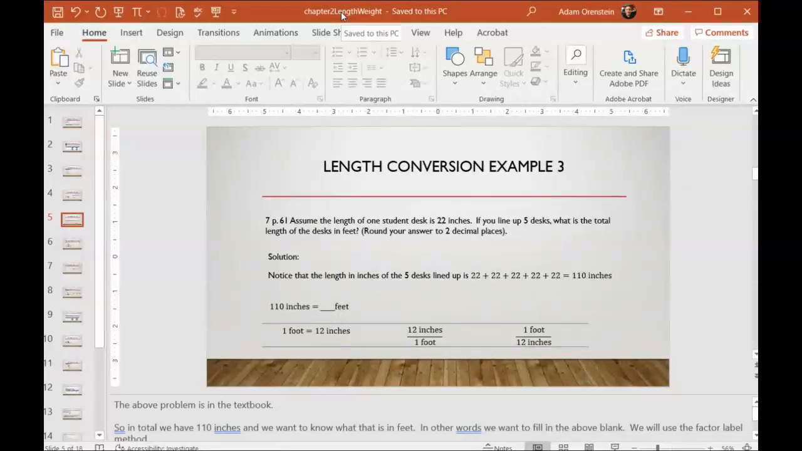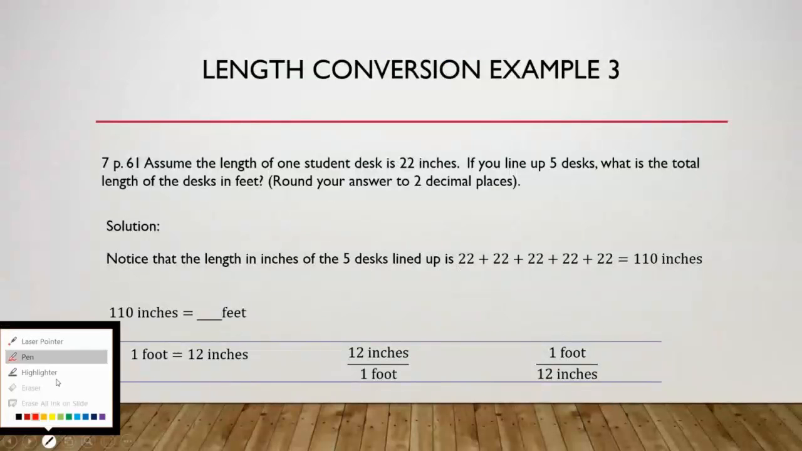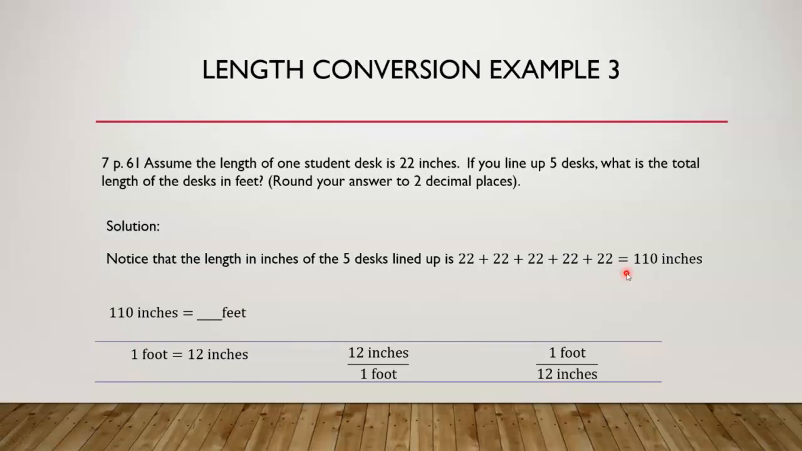Okay. So again, we have 5 desks. Each one is 22 inches. So the total length would be 22 times 5, which is 22 added to itself 5 times, which turns out to be 110 inches. So that's if all the desks are lined up.